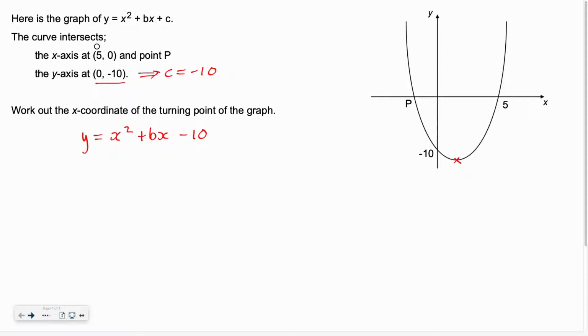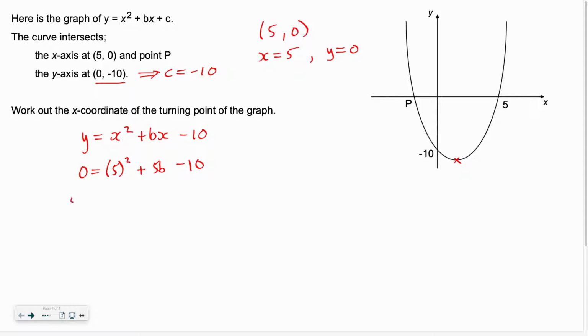And we can use the point here (5, 0) to work out our value for b. So the point (5, 0) has x equals 5, so the x-coordinate is 5, and y equals 0 because the y-coordinate is 0. So we can put those in and say 0 is equal to x becomes 5, then we're squaring it, plus x times b, so that's going to be 5b, and we're taking away 10.